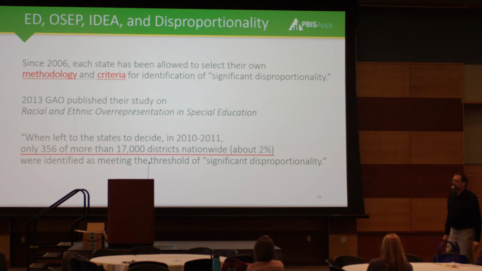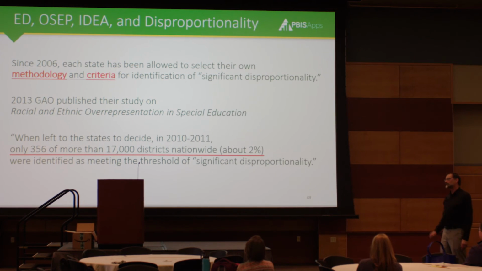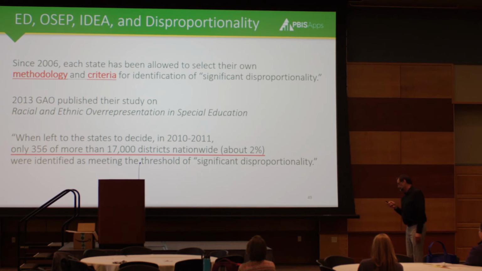Think about that. Just think about that for a second. Go back to that map. Remember the difference between all students and black students? Did that look like a little bit more than 2% of the school districts in the nation to you? It looked like a heck of a lot more than that to me. 2%.